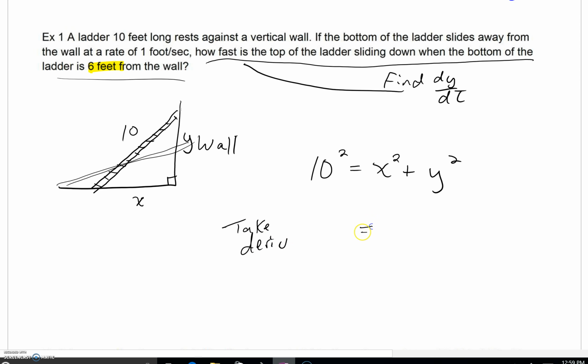What's the derivative of 10 squared? 0. It's a constant. What's the derivative of x squared? 2x dx/dt. And right now I want to say something.